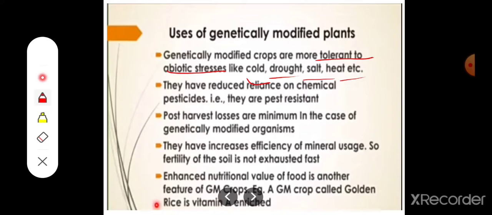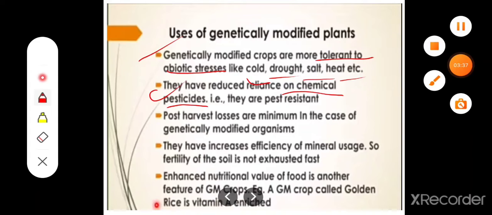Okay, and the second one, they have reduced reliance on chemical pesticides, right? So what they have done is reduced the reliance on chemical pesticides. Who have reduced? The genetically modified crops have reduced that. So this means that they are grown as pest resistant plants. When these genetically modified plants are grown, they are modified into plants with the strength to resist pests.